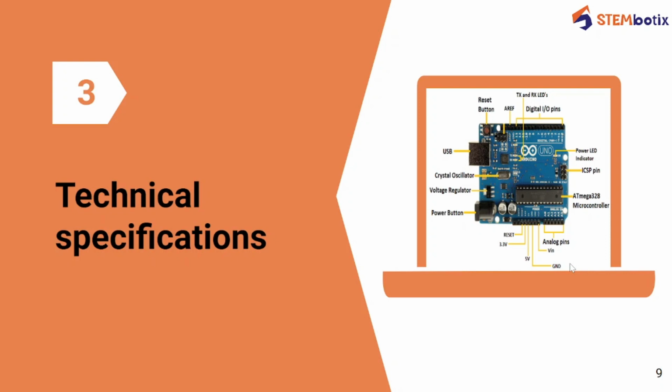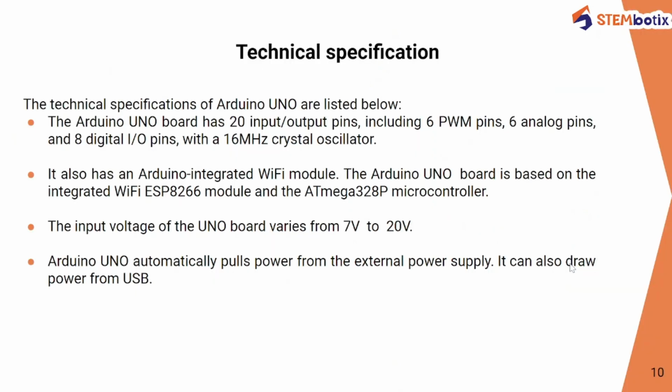Let's see some technical specifications of the Arduino board. The Arduino board has 20 input output, or we can say general purpose input output pins, including 6 PWM pins, 6 analog pins, 8 digital input output pins, with a 16 megahertz crystal oscillator.